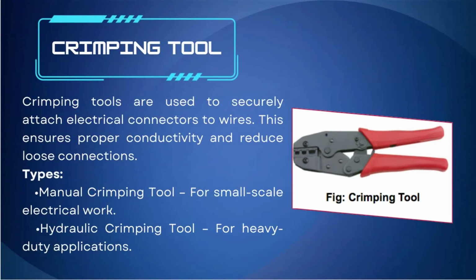Next is the crimping tool. Crimping tools are used to securely attach electrical connectors to wires. This ensures proper conductivity and reduces loose connections. Crimping tool can be manual or hydraulic. Manual crimping tool is suitable for small scale electrical work. Hydraulic crimping tool is used for heavy duty crimping applications.